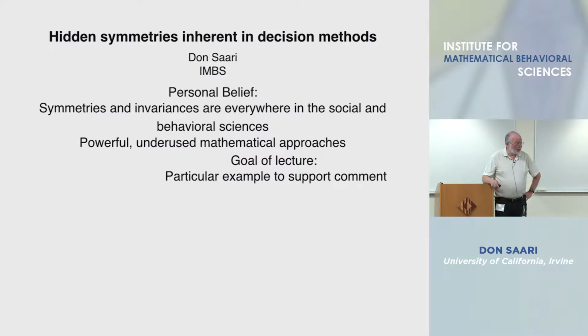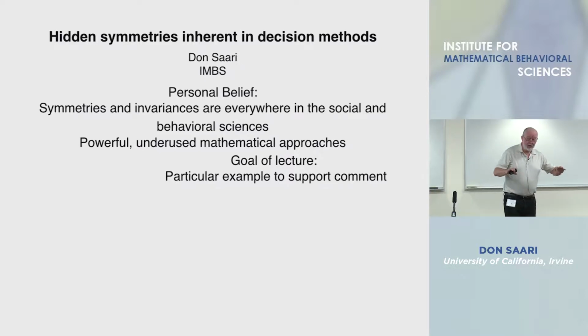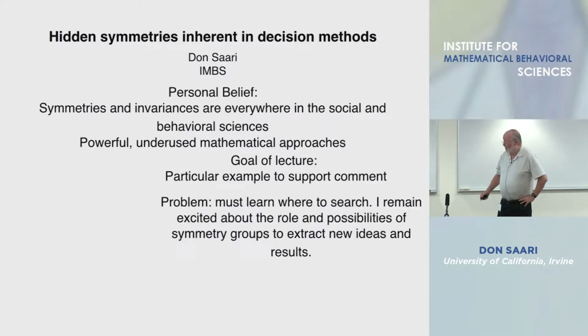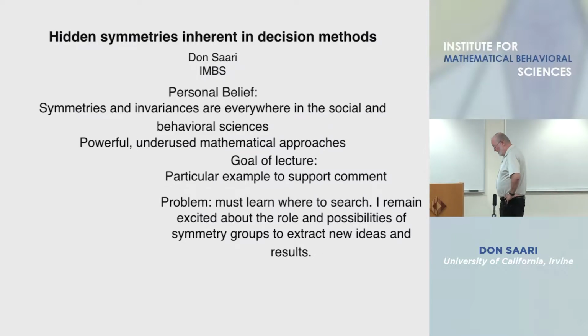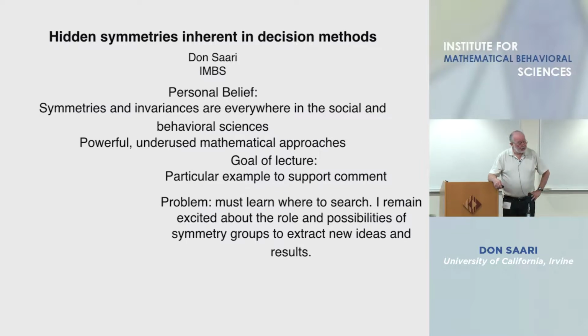I want to emphasize one example to show you how, by understanding the underlying symmetries of a decision analysis problem, we can now answer questions and pull together a wide, disparate literature. Now, the problem, as I've already stated, is that we have to learn where to search. Where are we going to find the symmetries? And then how do we extract them? But I remain quite excited about the role and possibilities in this direction.